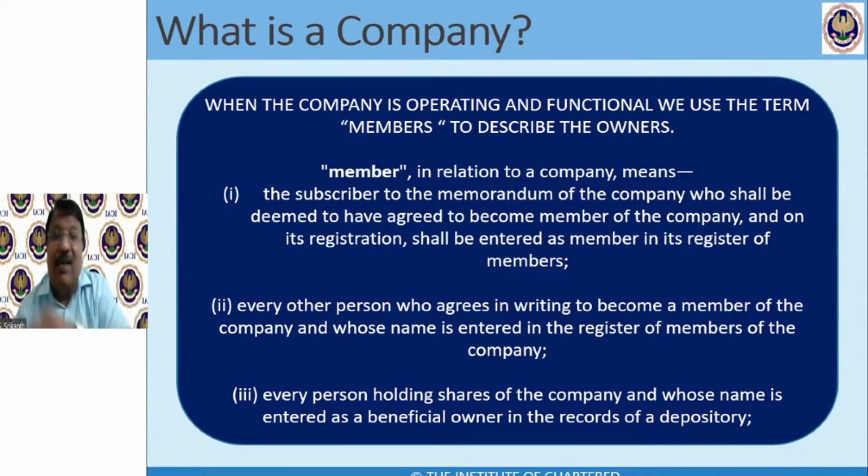So that is why this third definition is there: every person holding shares of the company whose name is entered as beneficial owner in the records of a depository. At the end of every day, the two depositories send the details to the company. Based on that, the company will update the register of members. But the basic entry will be in the records of a depository, so those people also become members.